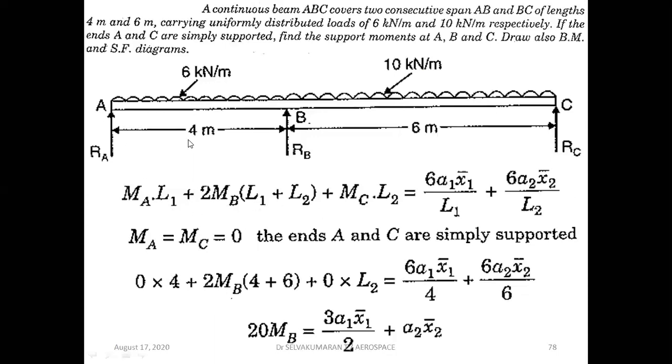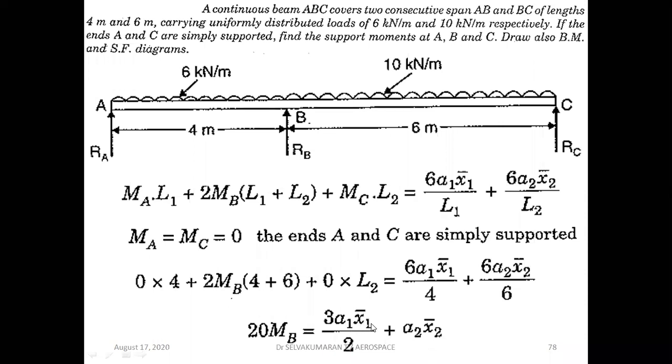So MA into L1 plus 2MB into L1 plus L2 plus MC into L2 is equal to 6A1 x1 bar divided by L1 plus 6A2 x2 bar by L2. Here you can say that these are simply supported ends. As we all know from solid mechanics, MA and MC would be 0 as the ends are simply supported. So 0 here, 0 here, substitute L1, L2 here. You will get the two unknowns A1 x1 bar and A2 x2 bar.